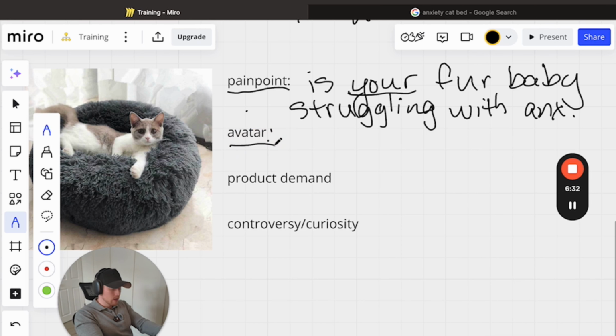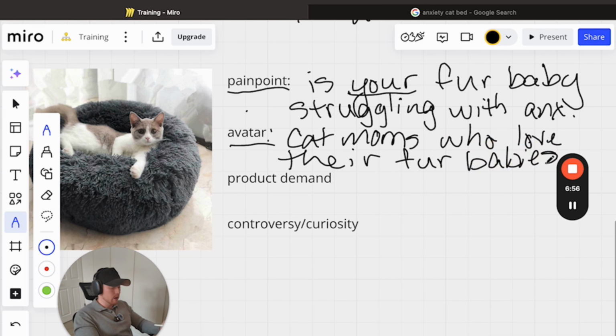So you could talk about, let's say, cat moms and their fur babies. Now you're calling out a specific avatar. You're talking specifically to women who own cats and who love their cats. That can connect on an emotional level, talking specifically to that person and sparking the emotion of, do you love your cat? Somebody's going to think, I'm a woman who loves my cat, and they get an emotional attachment to that headline.